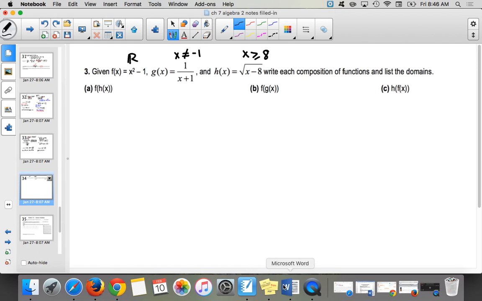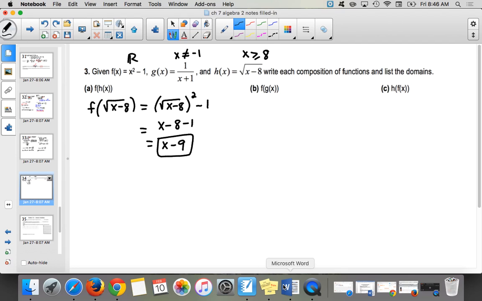So if I have f of h of x, h of x was our square root of x minus 8. So if I'm finding f of the square root of x minus 8, then I'm going to have the square root of x minus 8 squared minus 1. So what do you think is going to happen there? Yeah, x minus 8 minus 1, which becomes x minus 9. Let's think about this final result. Can I plug in anything for x? Do I ever get undefined when I have x minus 9? No, right? I can plug in anything now for x and it looks okay.